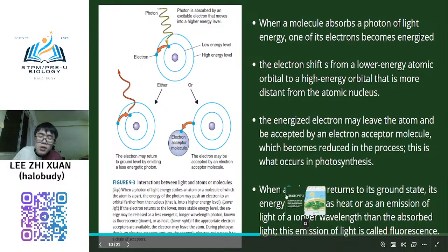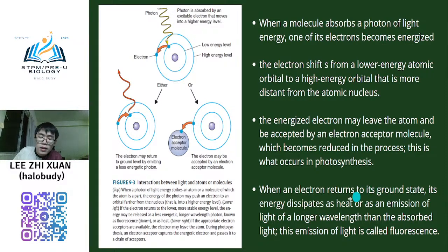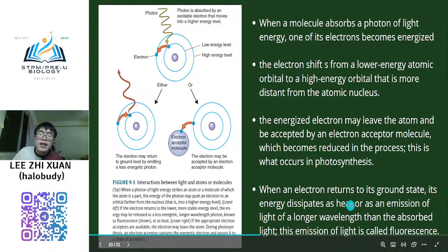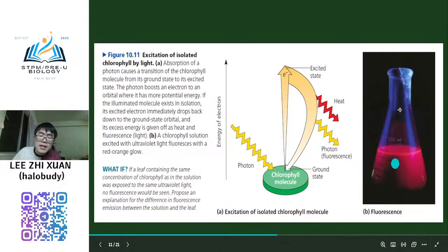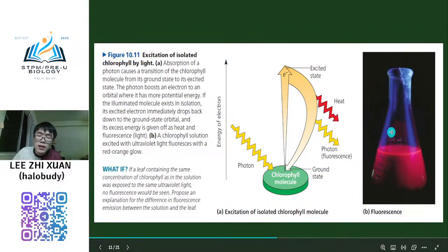But in chemistry, what you learn is that it will return to ground state. So this energy will be released, right? It will release the energy either as heat or as light of a longer wavelength than the absorbed light. So the emission of light is called fluorescence.